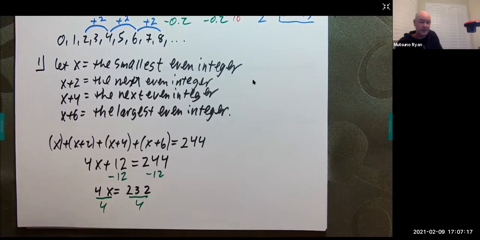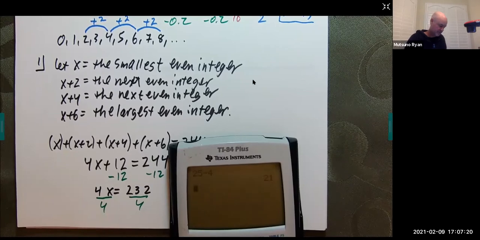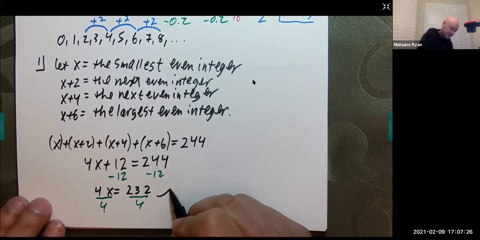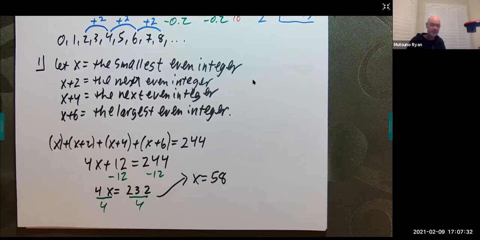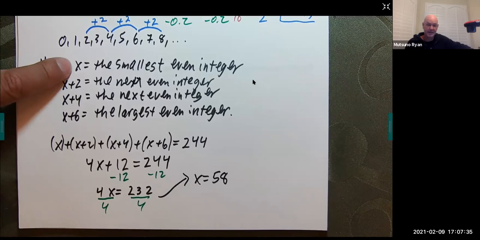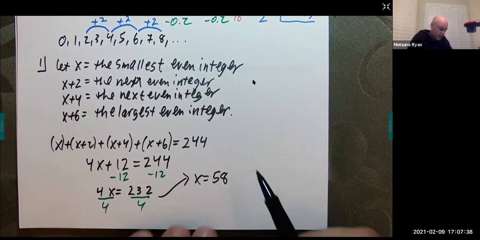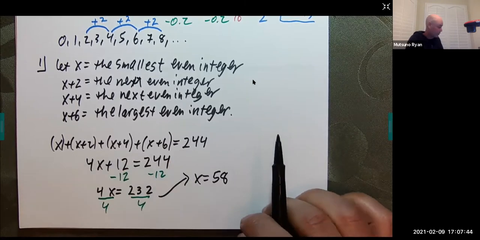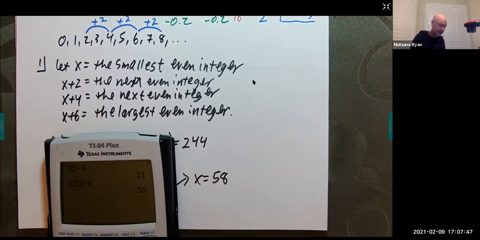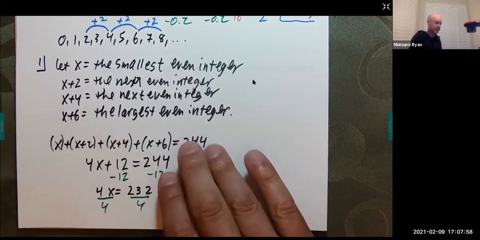Now, if you're not allowed to use a calculator, you'll have to do long division. So in this case, x equals 58. So the smallest of these is going to be 58. Remember, that's how I defined what x is going to be. So if I were to take 58 plus 60 plus 62 plus 64, that should add up to 244. Let's see. There's 58 plus 60 plus 62 plus 64. Look at that. Pretty cool stuff. Move on to number 2.